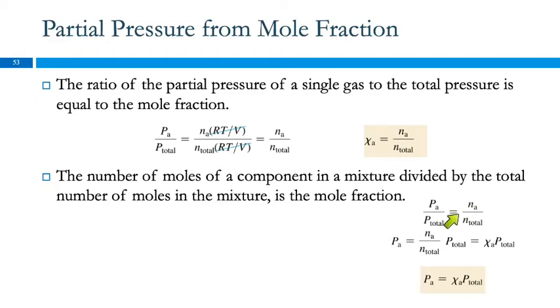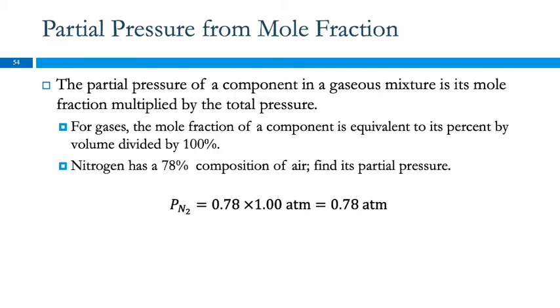So right here, this is taking this part and that part, so those are equal to each other, and then moving P total over to this side, getting that. This is chi and substituting that in, and we get this result. The partial pressure of a gas is equal to its mole fraction times the total pressure. Partial pressure of a component in a gas mixture is its mole fraction multiplied by the total pressure.